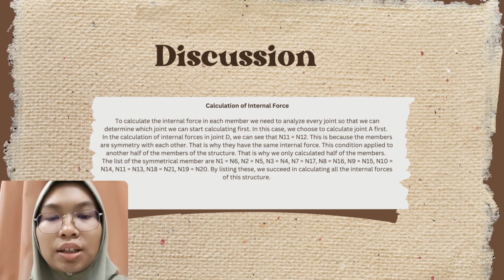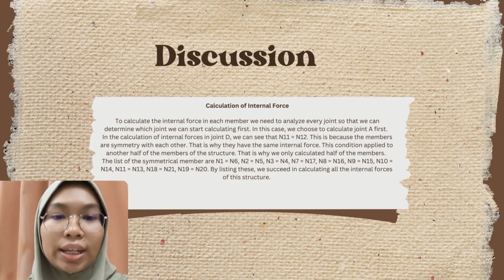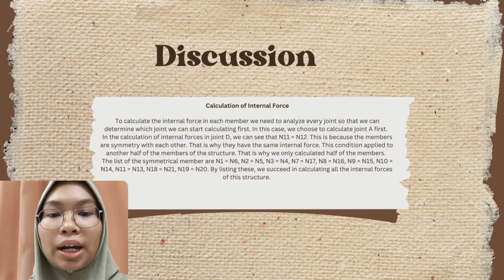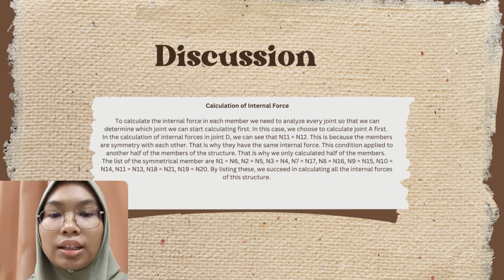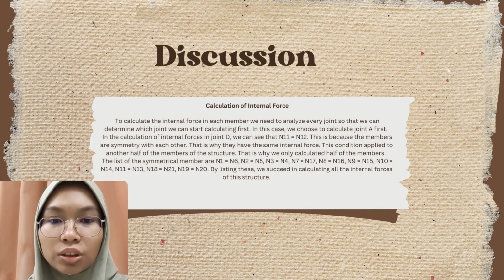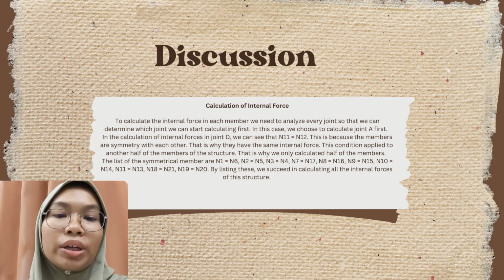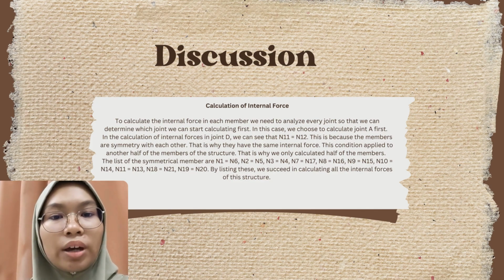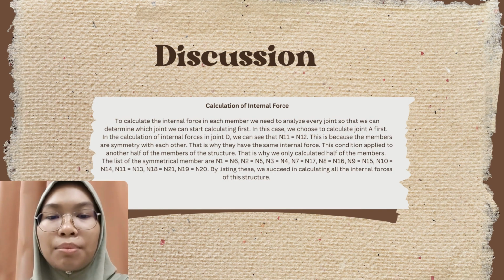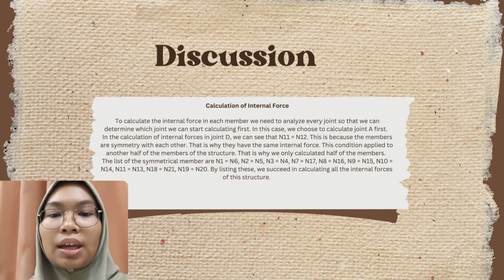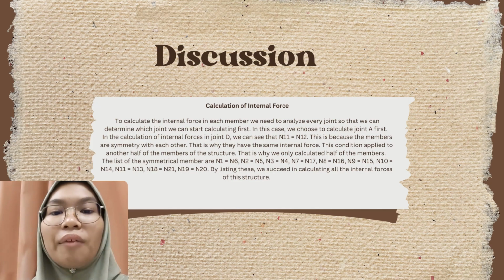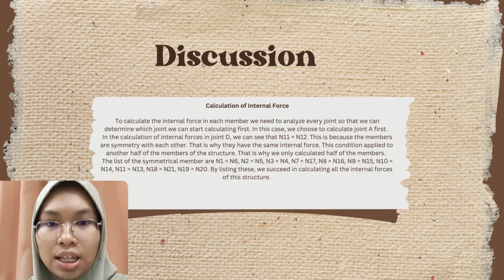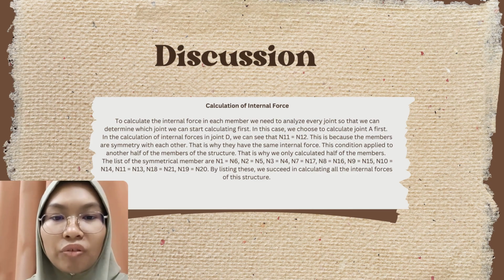Discussion for internal forces. To calculate the internal force in each member, we need to analyze every joint so that we can determine which joint we can start calculating first. In this case, we choose to calculate joint A first. In the calculation of internal forces in joint L, we can see that N11 equal to N12. This is because the members are symmetrical with each other. That is why they have the same internal force. This condition applies to the other half of the members of the structure. That is why we only calculated half of the members.